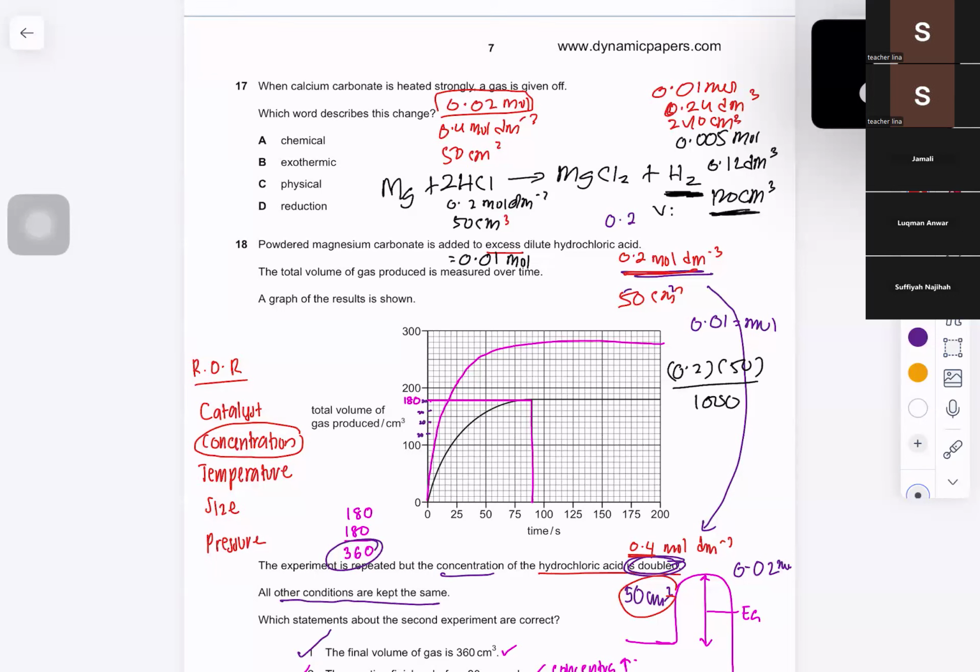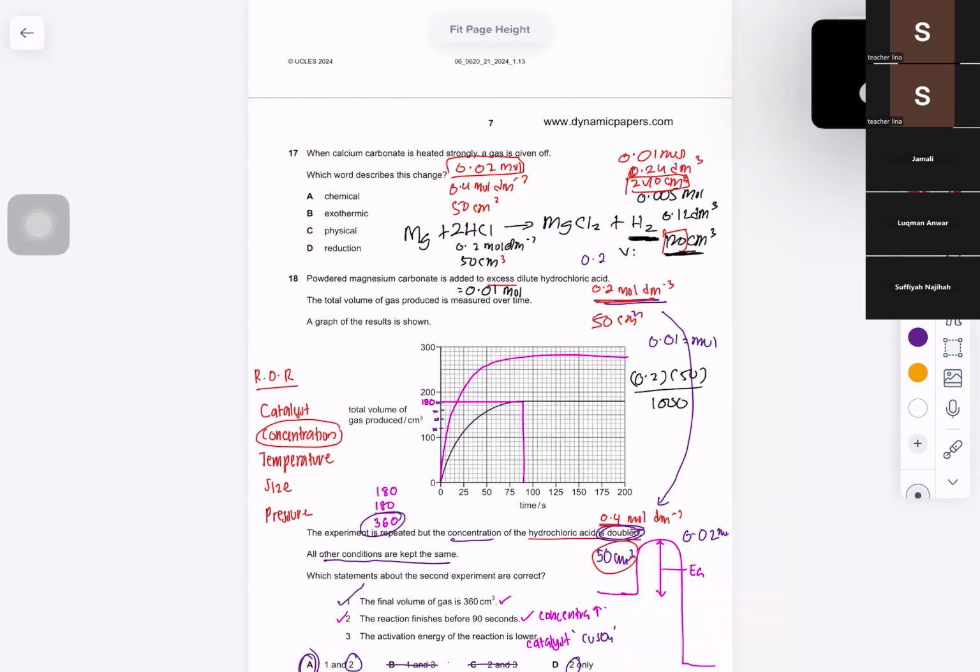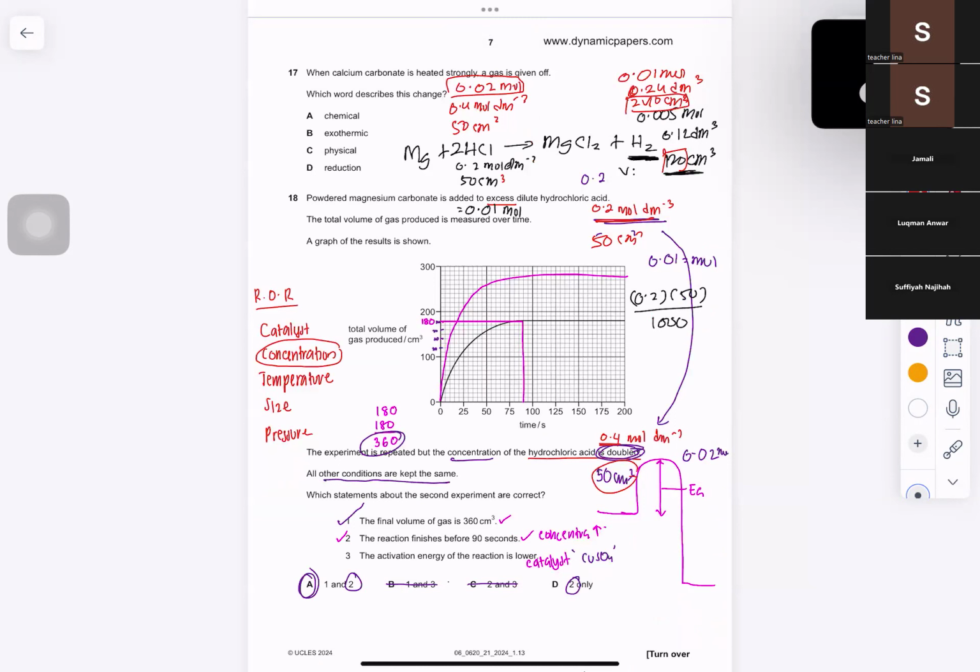240. Nampak tak volume naik double? Nampak. So answer kita salah. So number 1 betul. Number 1 betul. So nanti dia bagi bonus mark lah untuk yang ni. Okay. Thank you, teacher. Okay. Clear. Alright. So you kena ingat, dalam rate of reaction, volume dia tak ada involve apa-apa pun.